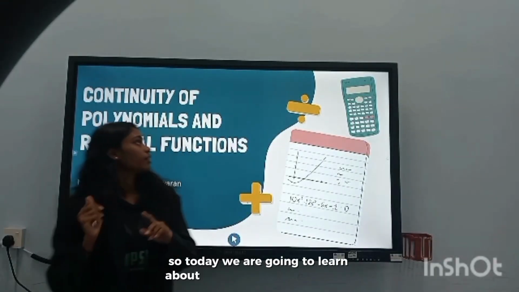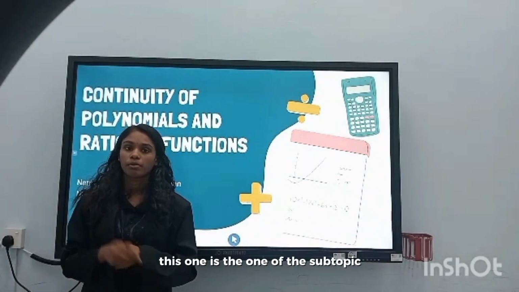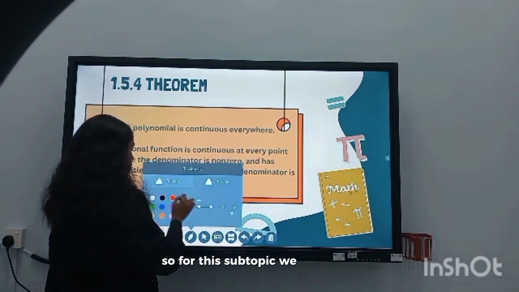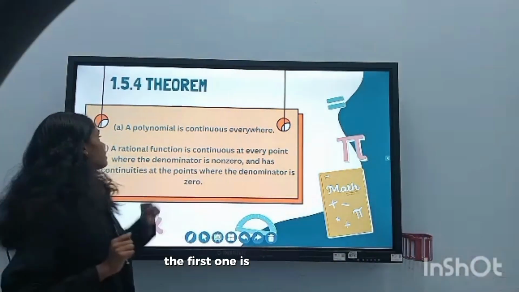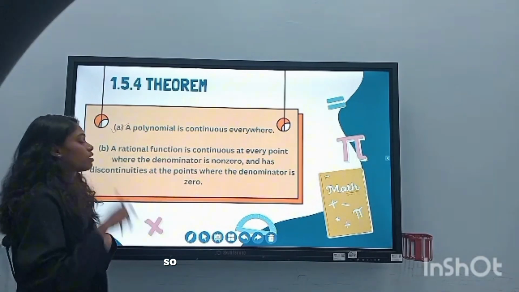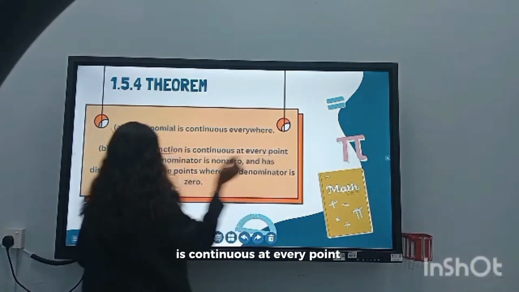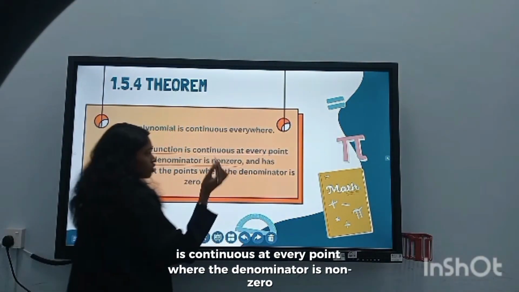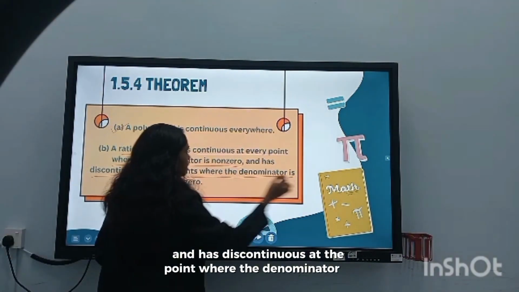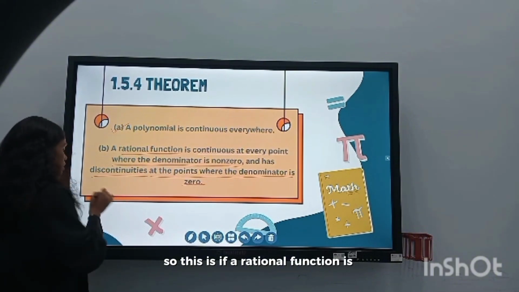Students, today we are going to learn about continuity of polynomials and rational functions. This one is one of the subtopics of limit and continuity. For this subtopic, we have two theorems. The first one is: a polynomial is continuous everywhere. So this one is the direct one. The second one is: a rational function is continuous at every point where the denominator is non-zero, and it is discontinuous at the points where the denominator is 0.